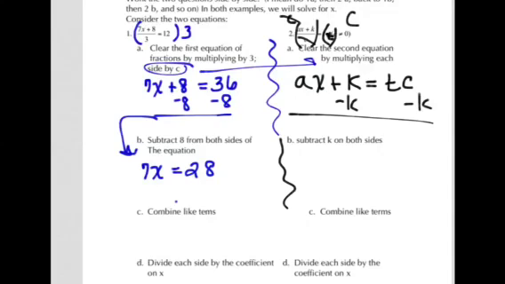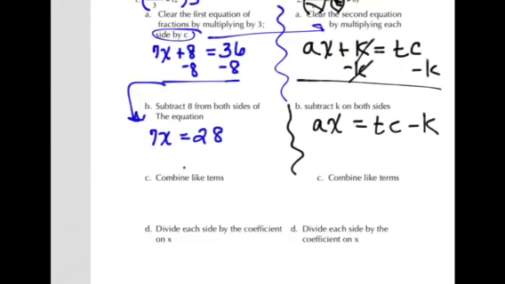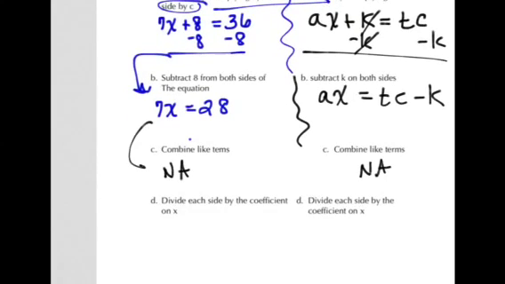On the left, everything is as it always was, right? You've got this plus k and this negative k, which means, as you would expect, they will make 0. That gives you ax on the left. But on the right, these aren't like terms. But it doesn't really matter. You can write it as t times c minus k. There are no like terms really to combine in either example. I guess I already did that here, really, by canceling out the k's.